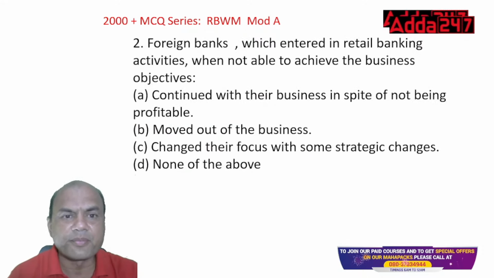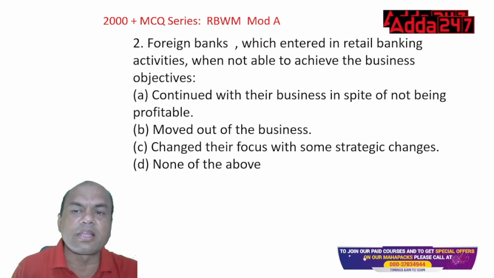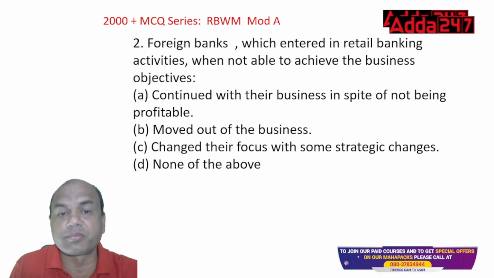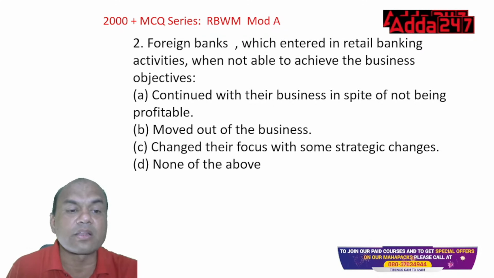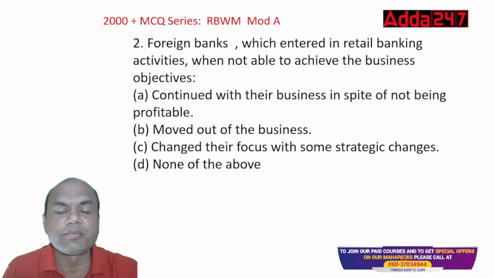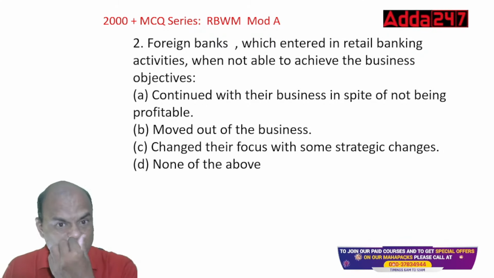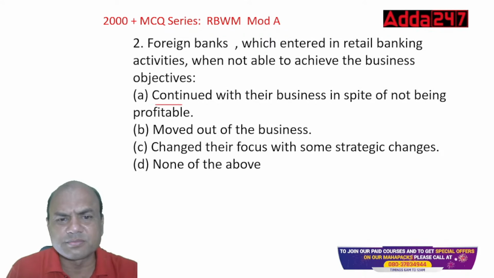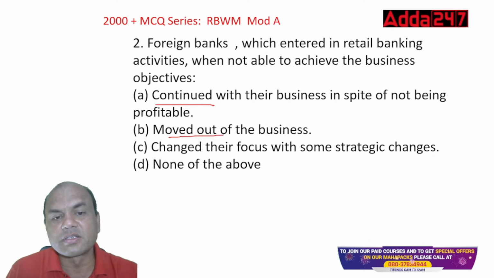Foreign banks which entered the retail banking activities were not able to achieve the business objectives. If they are not able to achieve, then what will they do? If foreign banks are not able to achieve the business which they plan for, what will they do? Continue with the business in spite of not being profitable? Move out of business? Change their focus with some strategic changes? Or none of the above?